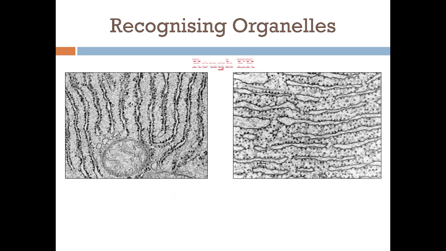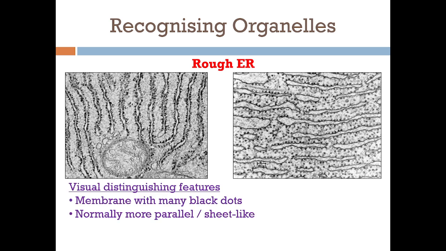Next is the rough endoplasmic reticulum. I'm just going to say ER for short, so rough ER. The most obvious, most distinguishing feature would be the appearance of black dots, which are the ribosomes attached to the membranes of the rough ER. So once you see the dots, then confidently you can conclude that should be the rough ER. Another hint would be the shape of the membrane. They are usually a bit more sheet-like, more parallel. So that would be the rough ER.